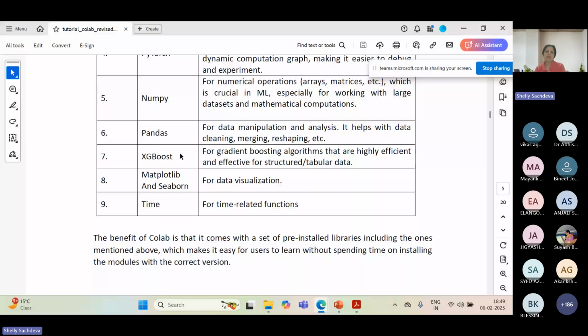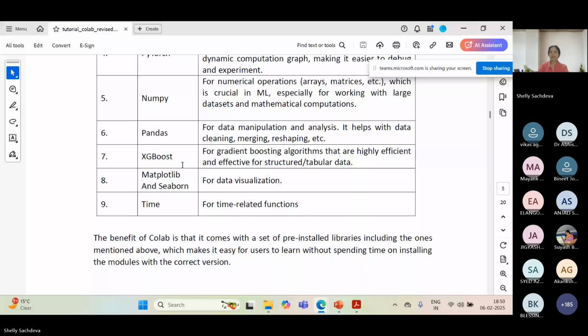You will be using this for mathematical computation. Then you have Pandas for data manipulation and analysis. Then XGBoost for gradient boosting algorithms that are highly efficient and effective for structured or tabular data. Then Matplotlib for data visualization, we will be using this particular library.